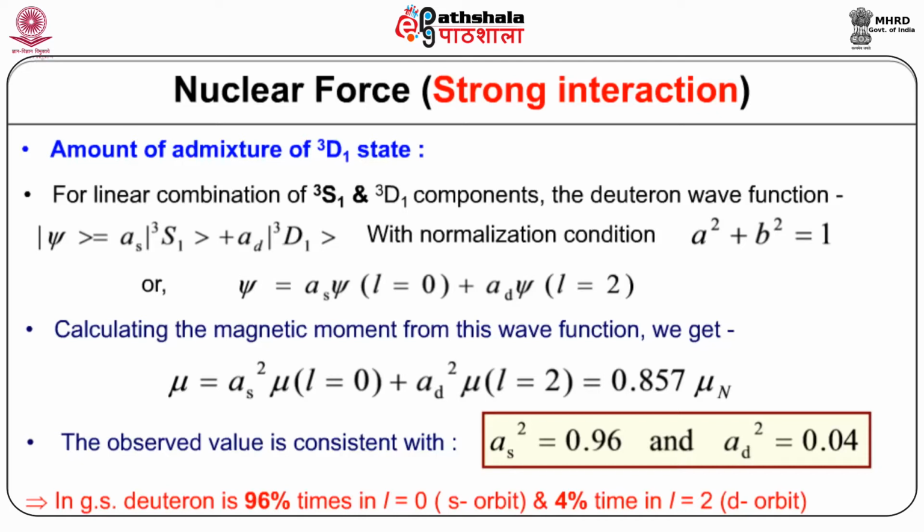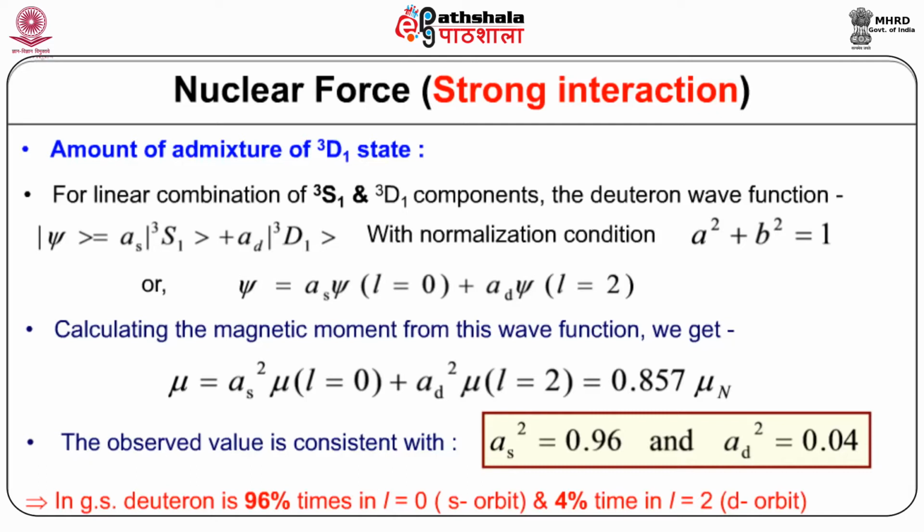So what we have done here is we have basically made the ground state wave function of the neutron, which includes the components from L equal to 0 and L equal to 2, and using this wave function we have found the expectation value of the magnetic moment and equated it to 0.857 mu n. Then, going by the experimental values, because this 0.857 mu n was the experimental value, we found for what values of as and ad we can get this equation.